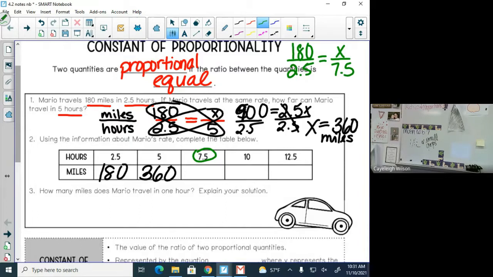I want you just to find the 7.5 hours is what you should be finding. You can just stop there. We're going to talk about something.